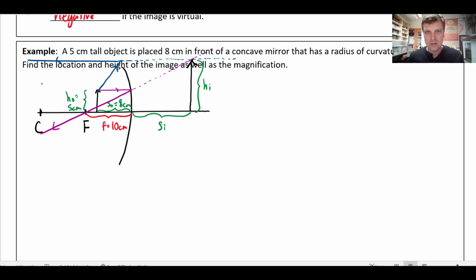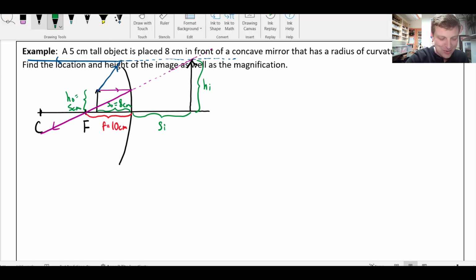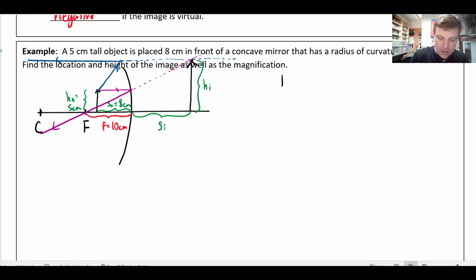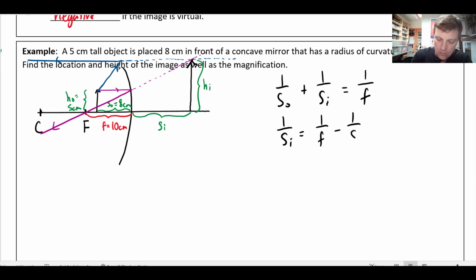If this was a multiple choice question, I might even be able to get the answer just from the selection of what they've given me. So unfortunately for you, it's not. And so we actually have to do some work here. So 1 over SO plus 1 over SI equals 1 over F. And I'm looking for the image distance. So solving for SI, 1 over SI equals 1 over F minus 1 over SO.